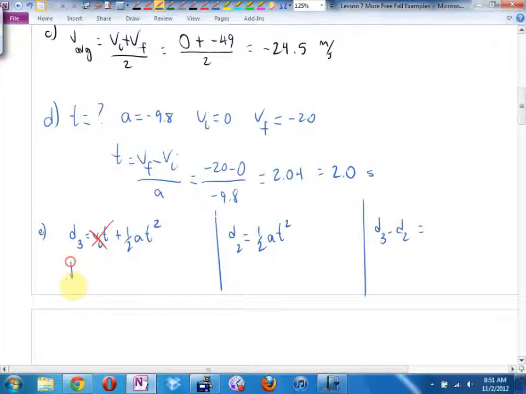Let's go back to here. D3 equals 0.5, negative 9.8. Which time value am I going to put in here? 3 squared. How far have we traveled from 0 to 3 seconds? 3 squared is 9, negative 9.8. Negative 44.1? Yeah?